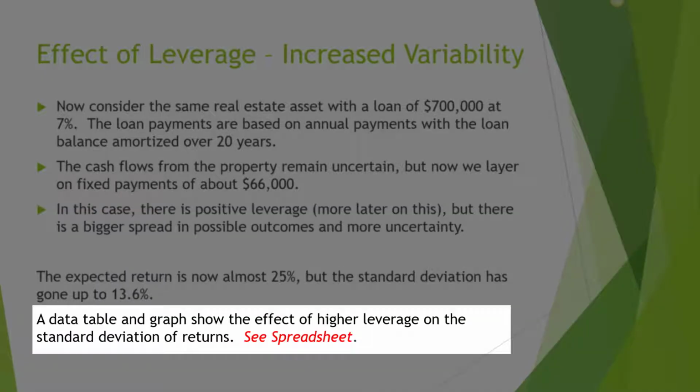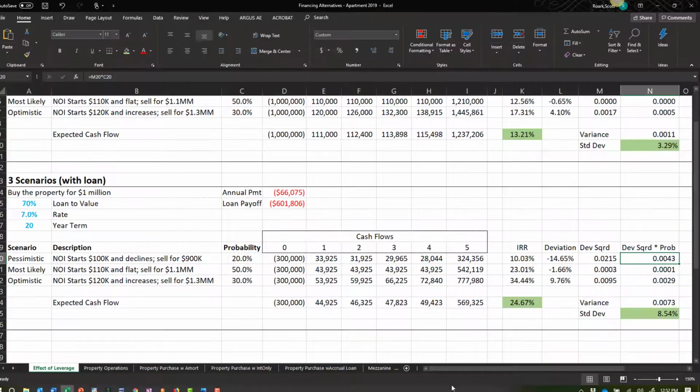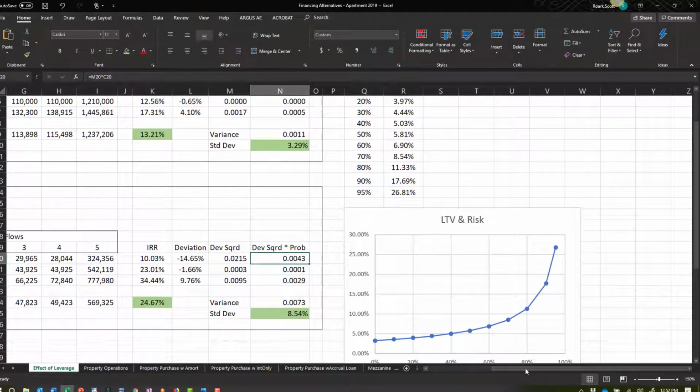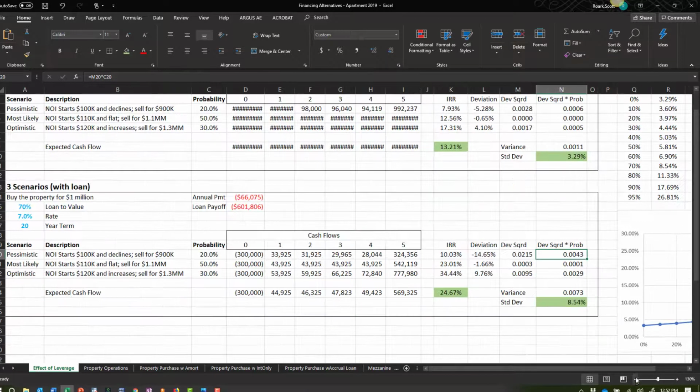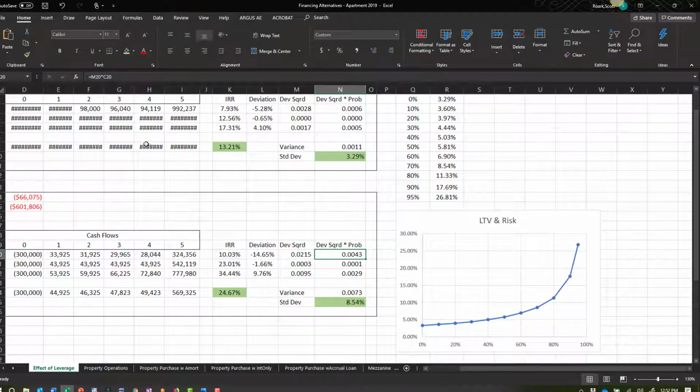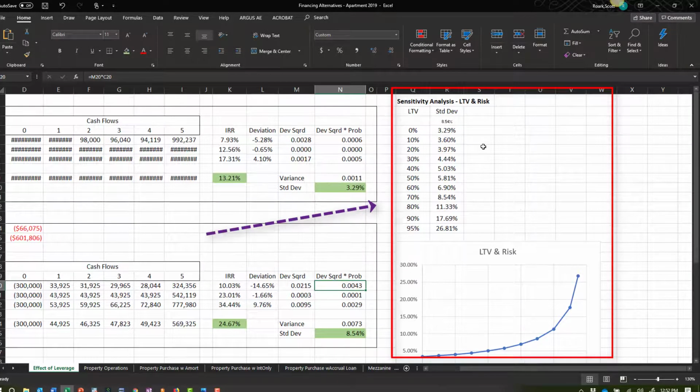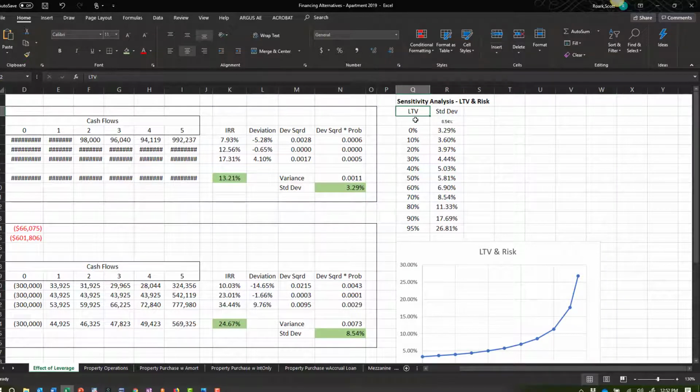And next I want to look at a data table and a graph that shows the effect of the higher leverage. So let's go back to the spreadsheet, and we're going to move over here to the right. And these things are linked to the numbers over here to the left. So let me show you what the data table is doing here. This left side is our loan to value. So we go 0 to 95%. And this is the standard deviation across all of those different loan to value. So as we increase the loan to value, we're using more leverage, and we're increasing the standard deviation.